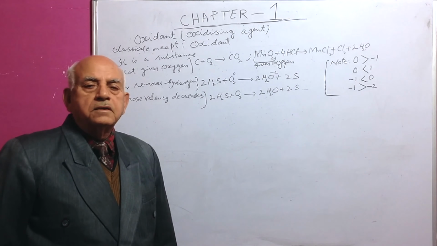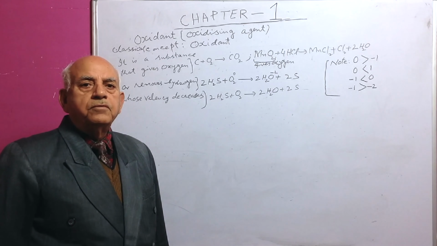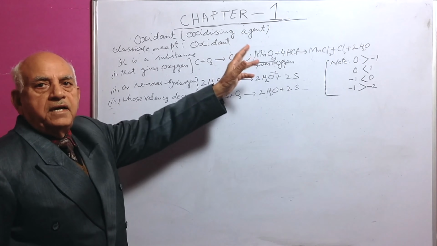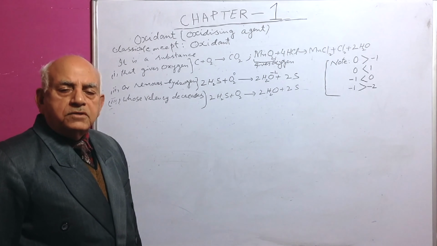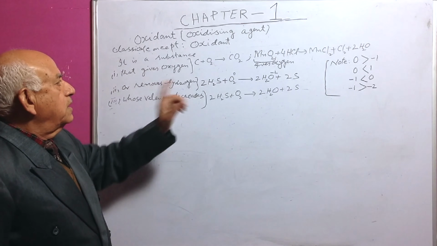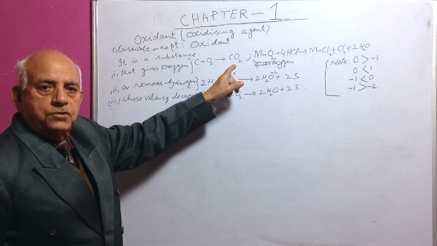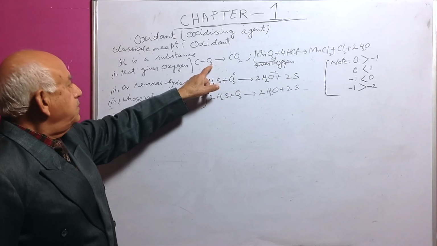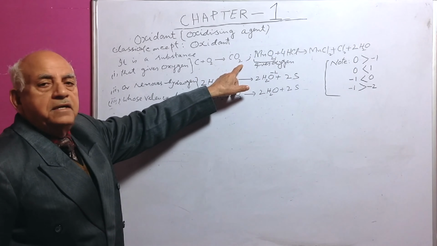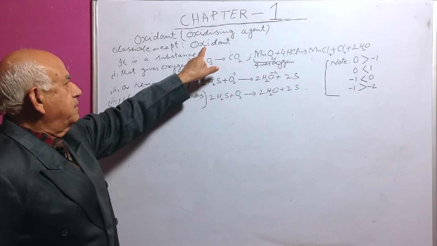Good morning, students. Today we shall study the classical concept of oxidant. It is also known as oxidizing agent. An oxidant is a substance that gives oxygen. Just see this reaction: C plus O2 gives rise to CO2. Here O2 gives oxygen to carbon and carbon dioxide is formed. Therefore, oxygen is an oxidant.